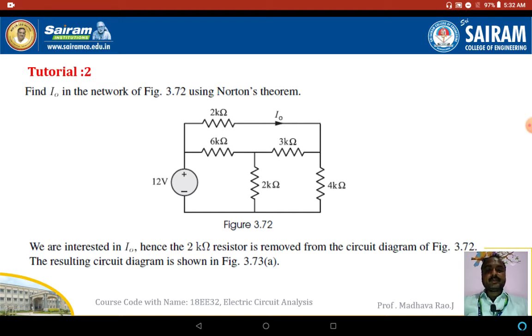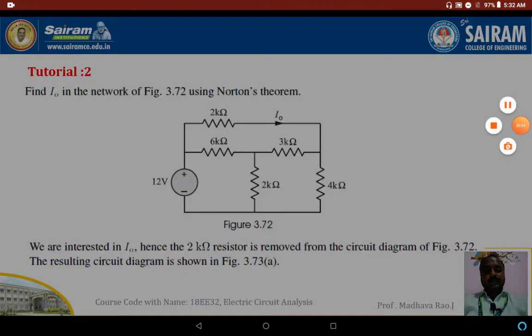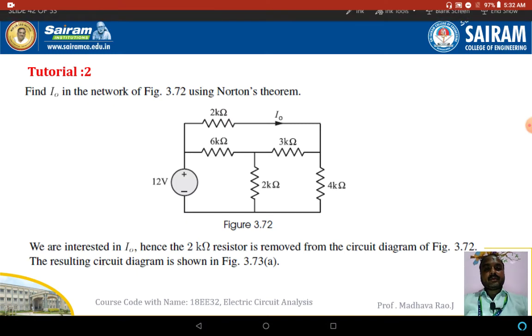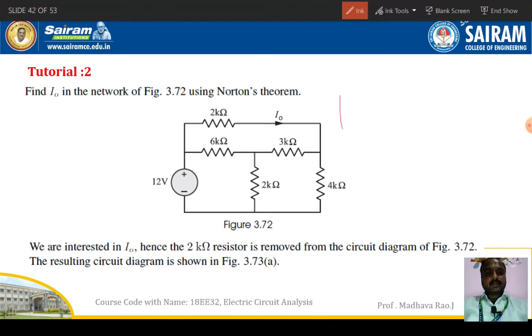This type of problem is very important for your examinations. So first, what is Norton's theorem, and what are the steps we have to follow while doing it? Those things we have to check. The first step of Norton's theorem is to observe the circuit. We have to identify what value we need to find out in this network.